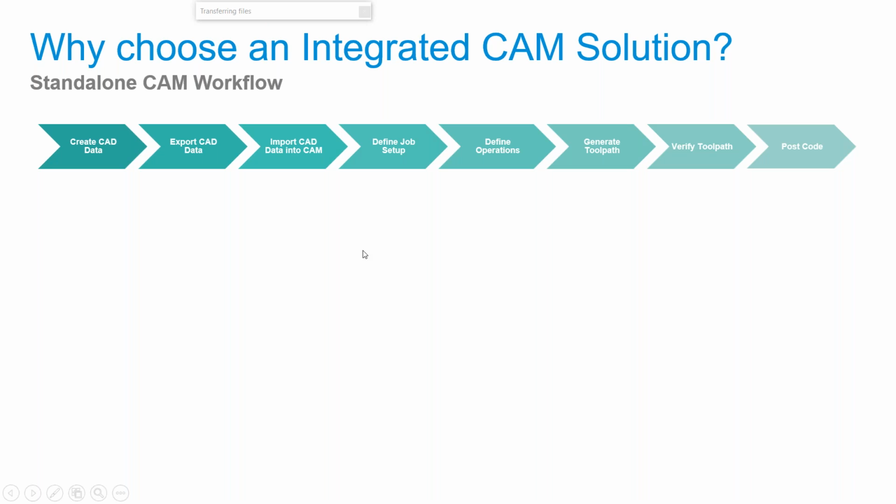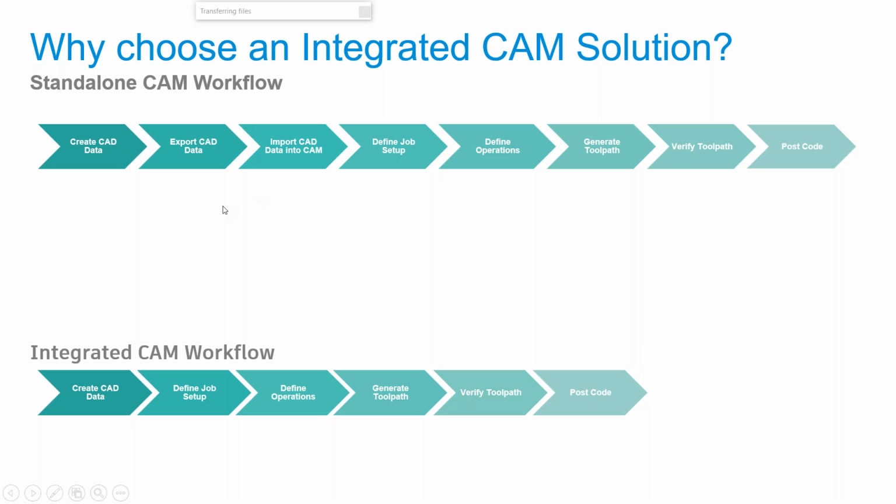Then that part design created in solid modeling software has to be exported in the form of data that is acceptable to the CAM software, imported into the CAM software, and then come the subsequent steps of defining a job, defining the operations, generating the tool path, verifying the tool path, and generating the post code, which finally runs the machine.